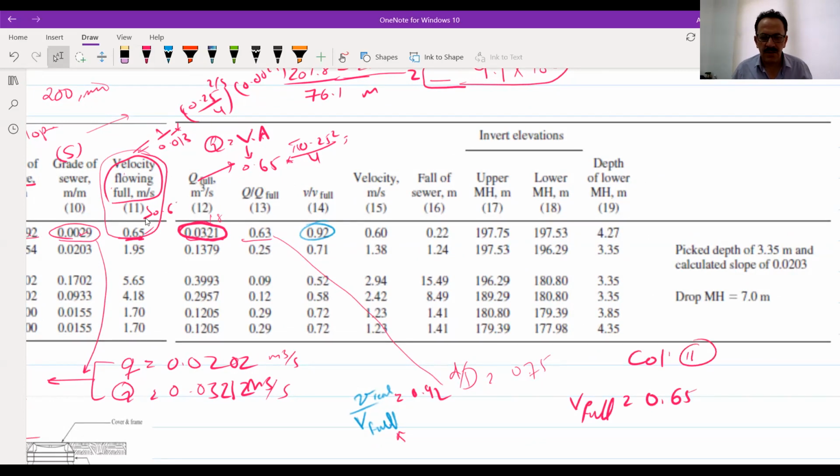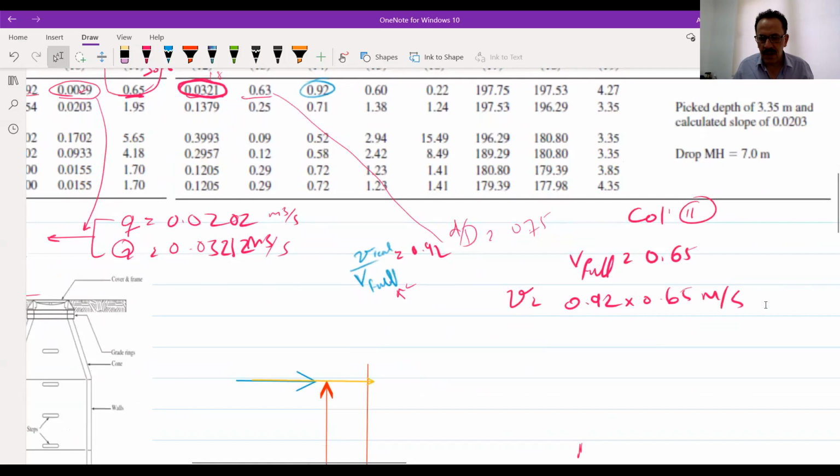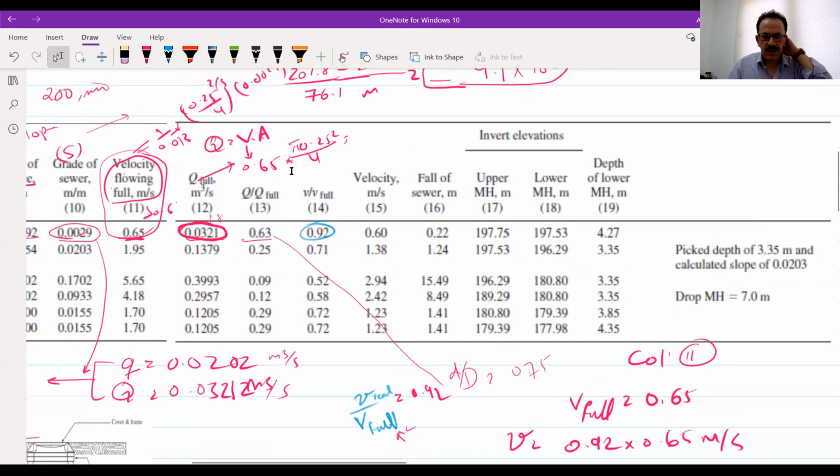Now I have this one, so I will check with the real velocity, which is equal to 0.92 times 0.65 meter per second. And then I can say the real velocity in this one will be 0.6, which, okay, this one should be greater than 0.6 meter per second.